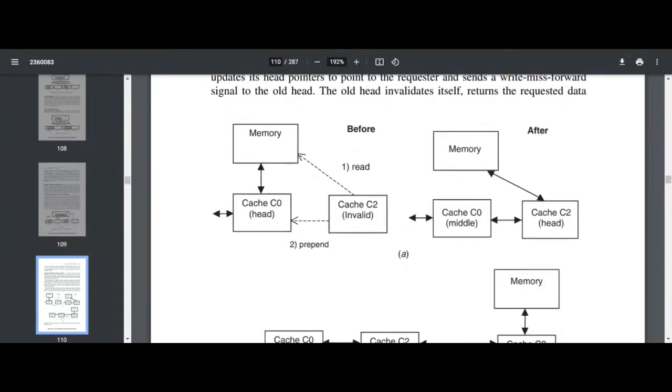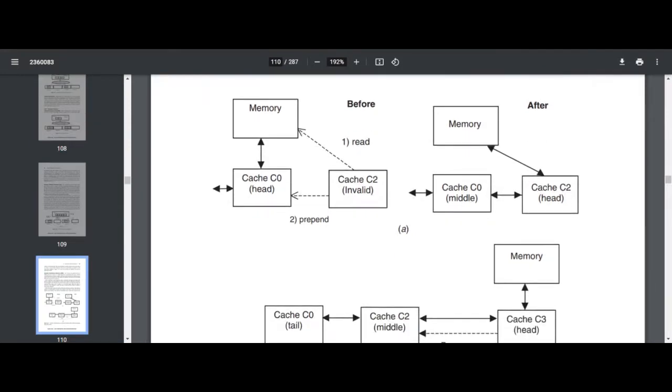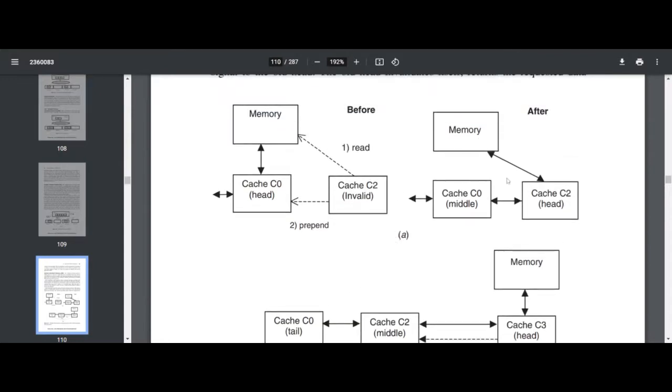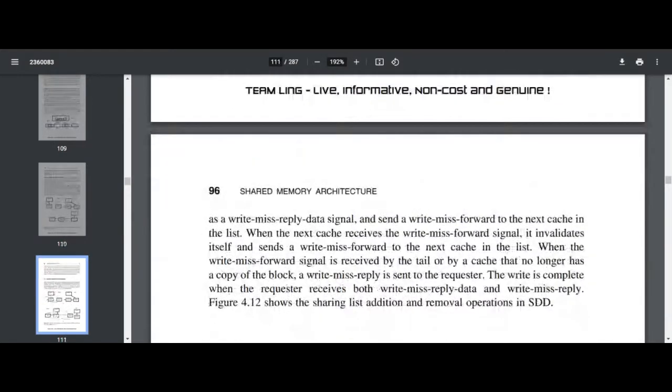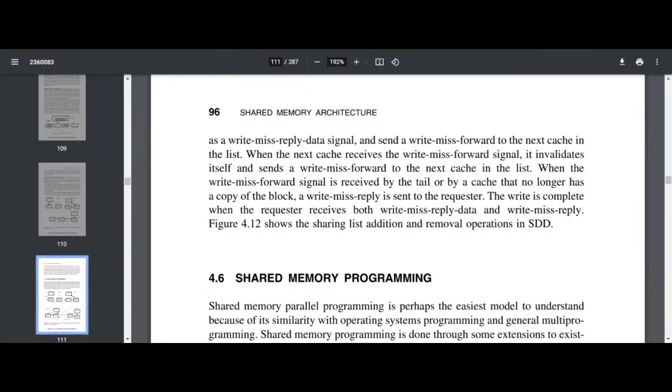Over here, if we say, pretend in this diagram, that cache 0 head and cache C2 is invalid, how can we find it? C0, which is the head, is considered to be the middle and C2 is the head of the memory. So they have realigned the memory so that you can find the right memory module to be selected and not to be called an invalid attribute.